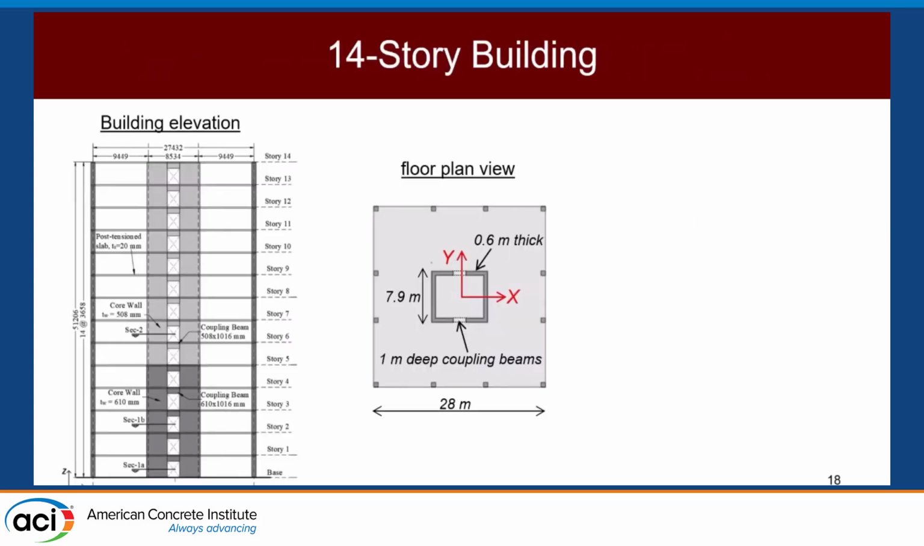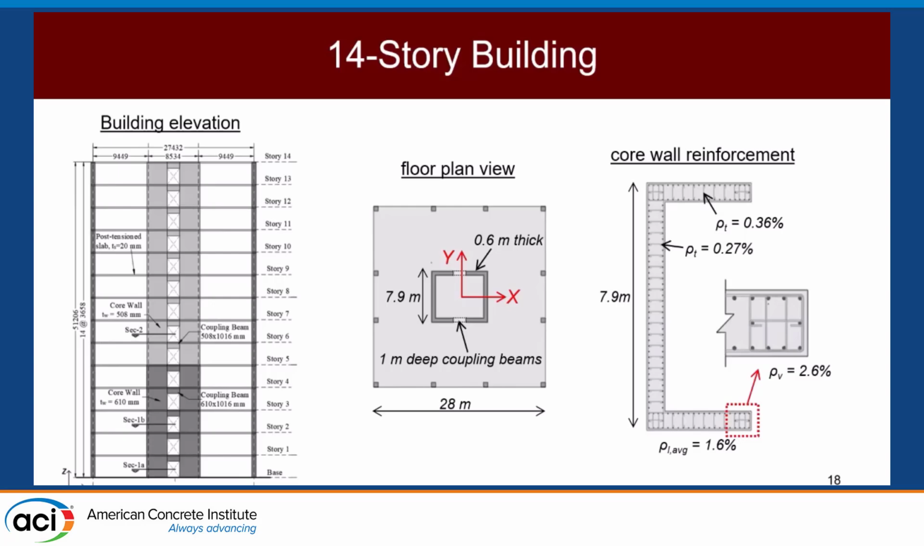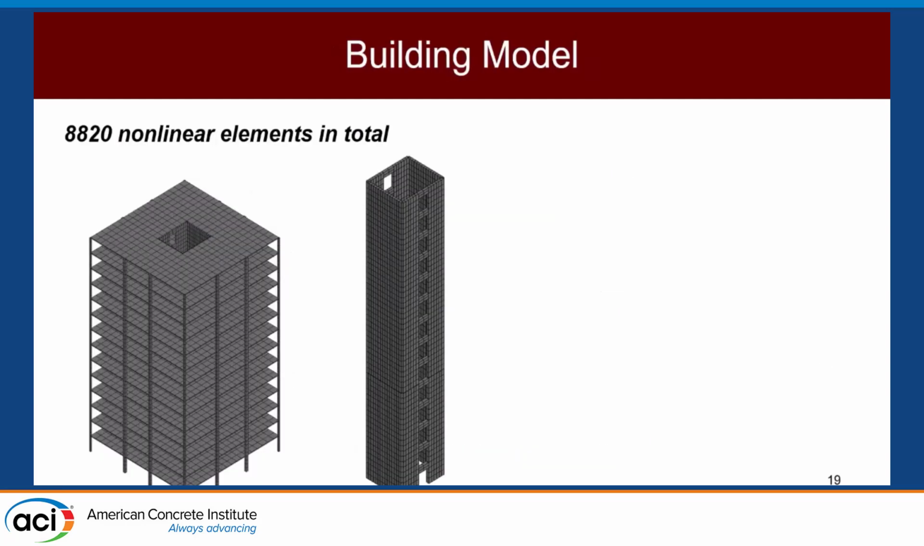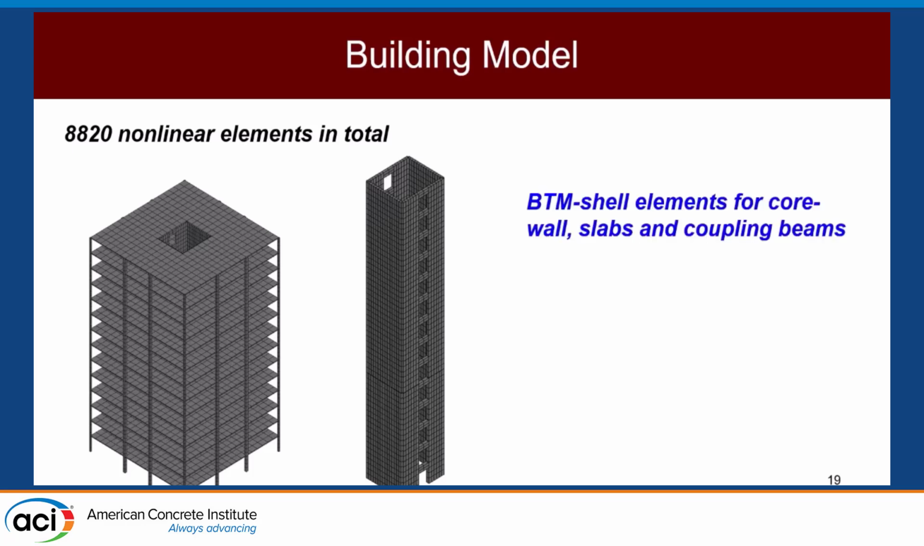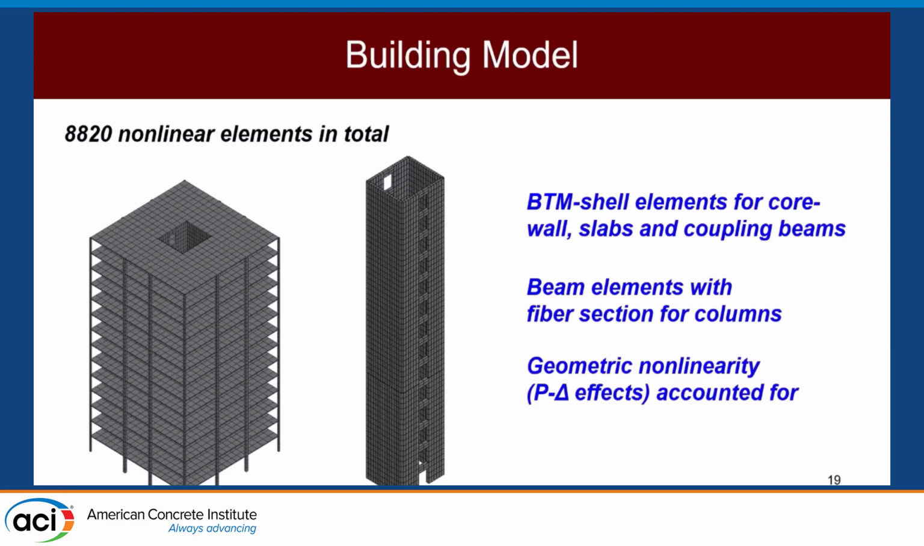So here are some details. You can see it's two C-shaped coupled walls that we're modeling here, 14 stories tall. Here are some parameters if you're interested. And this is the actual model. So this core is sitting in the middle of the entire building system here. Again, two C-shaped shear walls with coupling beams in between. We use BTM-Shell elements for the core wall, slabs, and coupling beams, and then beam elements with fiber sections for the columns. Also note that geometric nonlinearity, such as P-delta effects, is captured in this model.